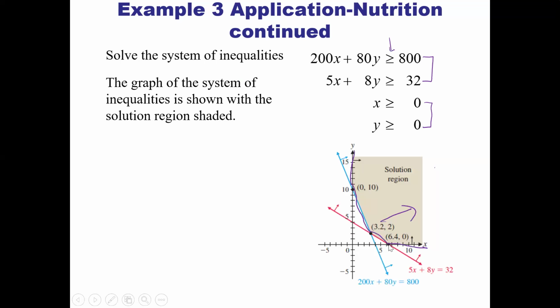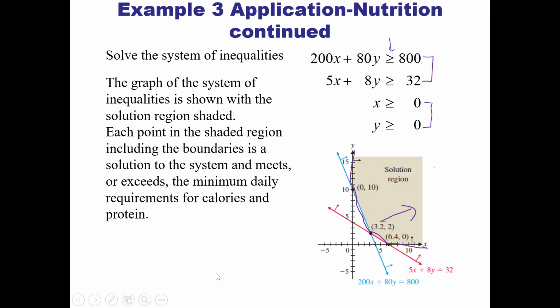So 6.4 here, (3.2, 2) here, and (0, 10) here. Those are going to be our corner points, and everything else to the right and above is going to be our shaded region. Anything in that region is going to satisfy our minimum daily requirements for both calories as well as protein. And so that's how we're going to solve our problems.